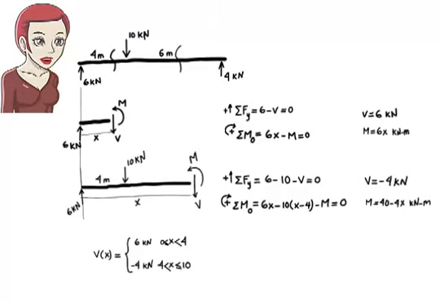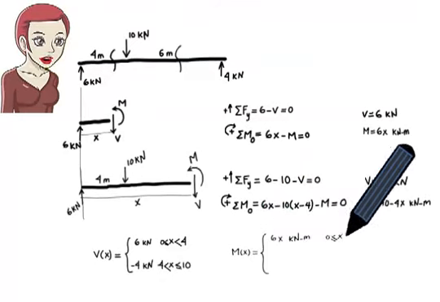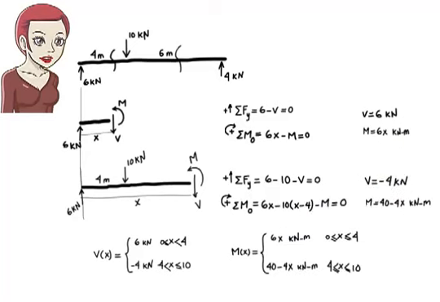Similarly, moment in the beam is expressed algebraically using 2 equations. The first equation gives us the moment value in the beam when x is between 0 and 4. The second equation gives us the moment value when x is between 4 and 10. Moment at x equals 4 can be calculated using either of the moment equations.